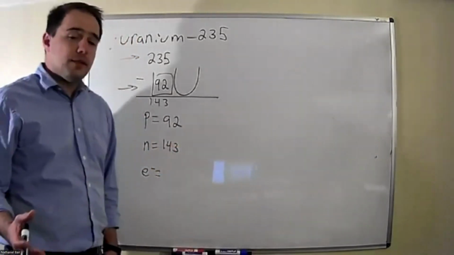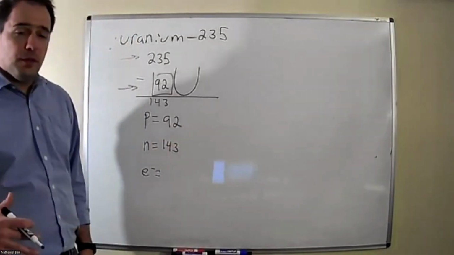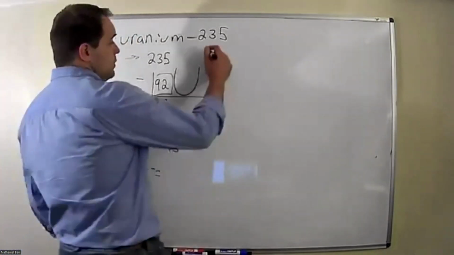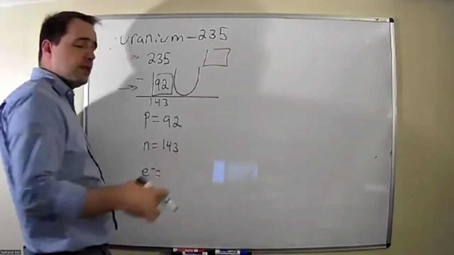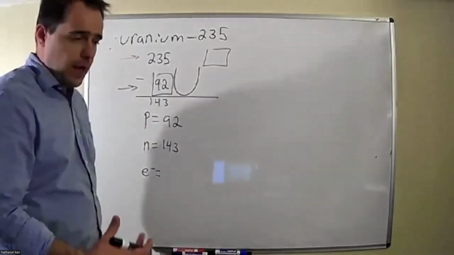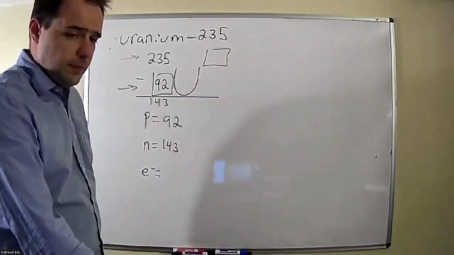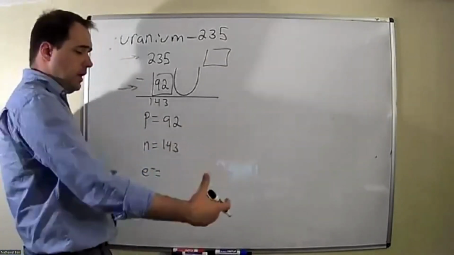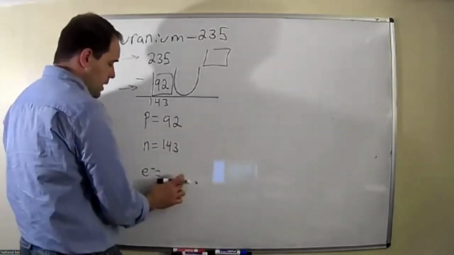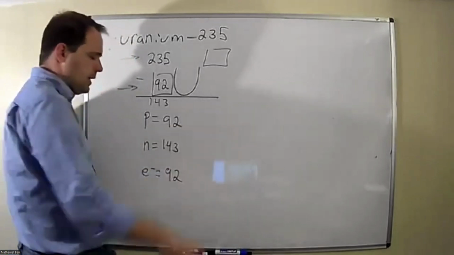And then the electrons is easy as well, especially for neutral atoms. This has no charge. We did not indicate a charge. It is not an ion. Atoms with a charge are called ions. This is just a neutral atom. If it's a neutral atom, the number of protons and the number of electrons must be the same.